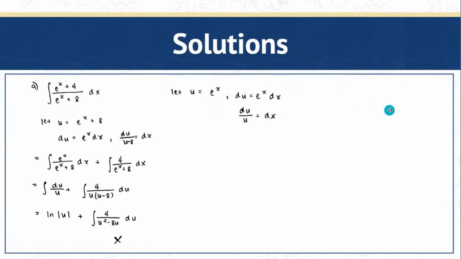And let's try to plug that into our given. So we'll have the integral of u plus 4 over u plus 8 times du over u, which is dx. And then we can multiply the factors in the denominator. So u plus 8 times u, that's equal to u squared plus 8u.